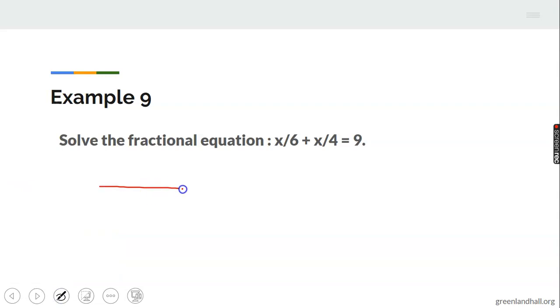Okay. Find the LCM of 6 and 4. That will be 12. I don't need to teach you how to find the LCM by now. I think you know how to find the LCM of a number. Okay, this will be 2x plus 3x equals 9 over 1.